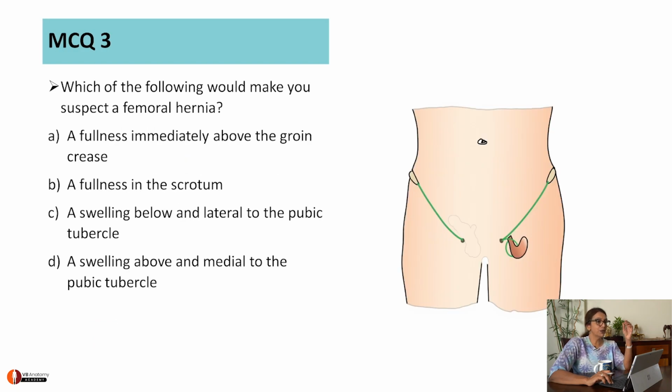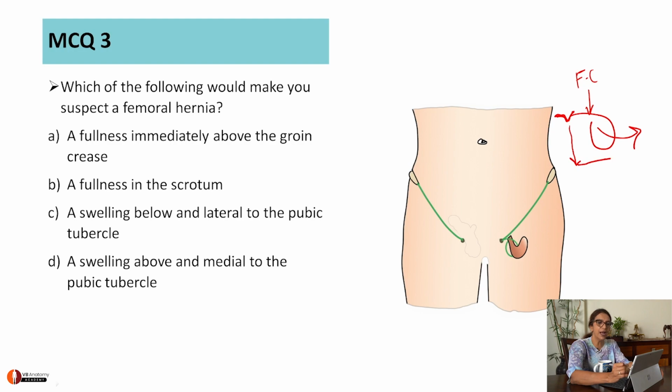MCQ 3. Which of the following would make you suspect a femoral hernia? What is a femoral hernia? Students, a femoral hernia is when a hernia comes out of the femoral canal, passing through and emerging out of the saphenous ring. Now, this is where the pubic tubercle of the patient is. Such a hernia is below and lateral to the pubic tubercle.